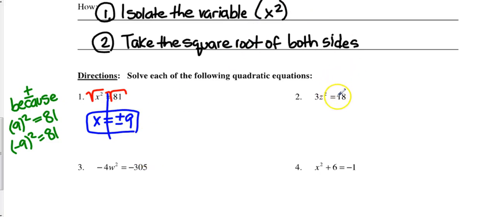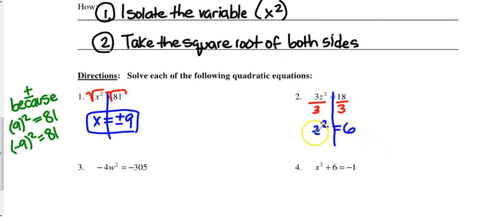Number 2, line down our equal sign. First step, isolate the variable x squared. So here we have a z, but it's the same idea. So 3z squared. This z squared is not by itself yet, and it says 3 times that. What is the opposite of multiplying? Well, the opposite of multiplying is dividing. So we will divide both sides by 3. That gets me z squared equals 6.